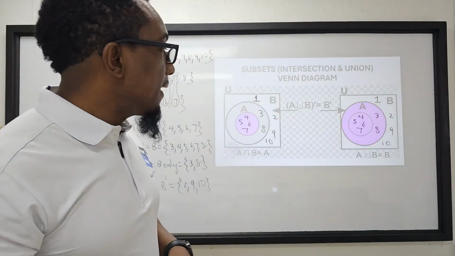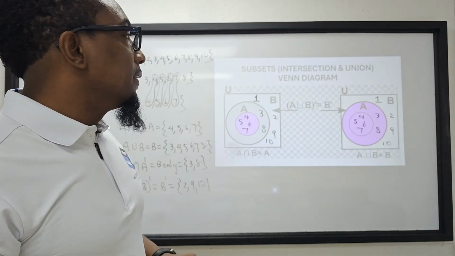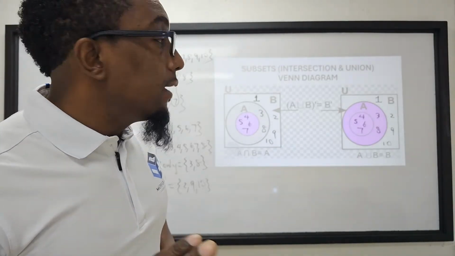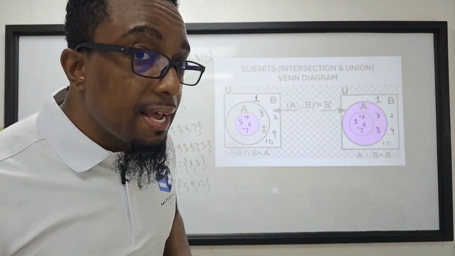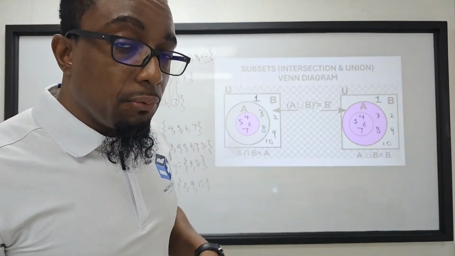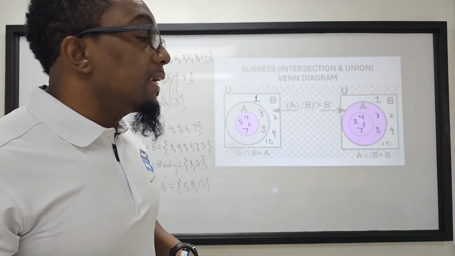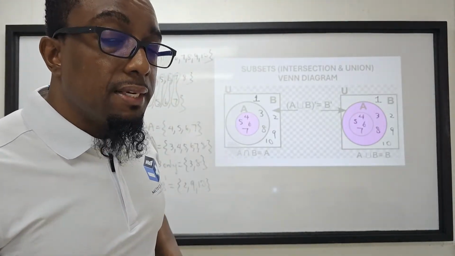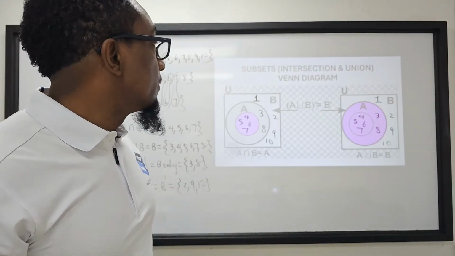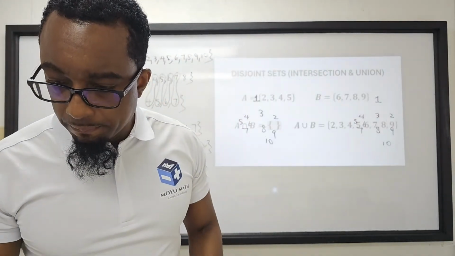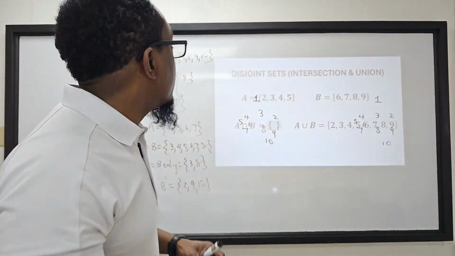Alright, so we want to make sure that we are clear on placing our elements, making sure we are clear on your Venn diagrams. It's not always one circle overlapping the other. You can have one circle drawn within the other, and that is done when one set is a subset of the other. Alright? Okay, so let's move on to disjoint sets.